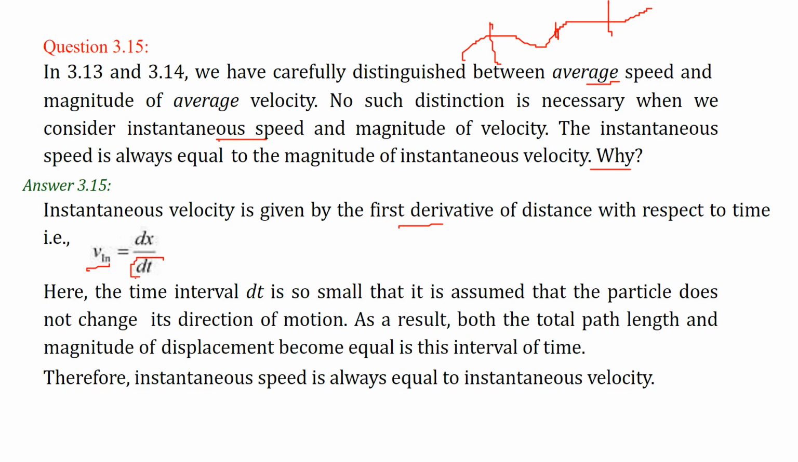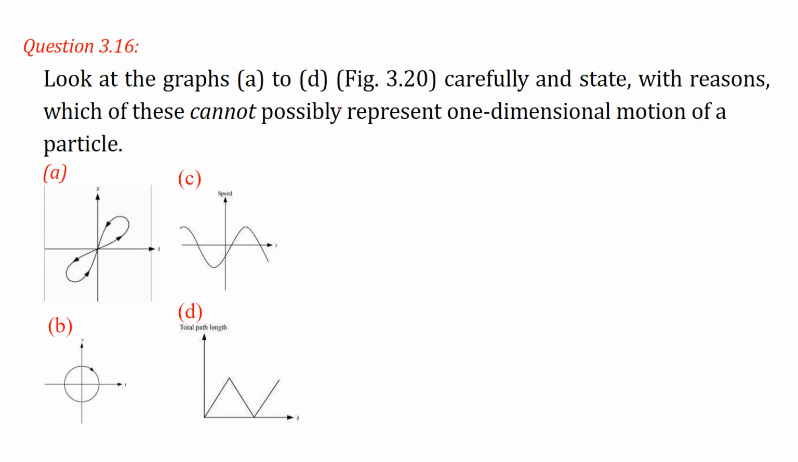So the time interval, this dt, is so small, it's very small, that the particle is assumed not to change the direction of the motion because it is very small. How can you explain a change in direction of motion in such a small time? So both path length and magnitude of displacement become equal in this time interval. That is why the instantaneous speed is always equal to the magnitude of instantaneous velocity.